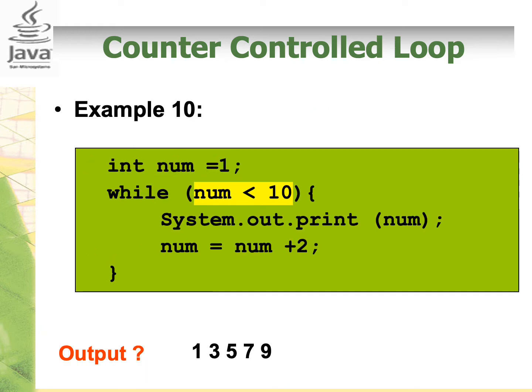A simple example is when we have a variable called num and we initialize it to 1. We say that while num is less than 10, it will execute the two statements within the while loop. We know exactly how many times we want the statements to be executed. So it will repeatedly do System.out.print and print out the value of num, then increment the variable by 2 at each iteration. Since we do the increment by 2, it will repeat the statements 5 times before the condition becomes false. The output from this program is 1, 3, 5, 7, and 9.